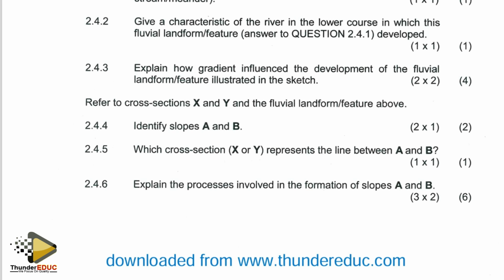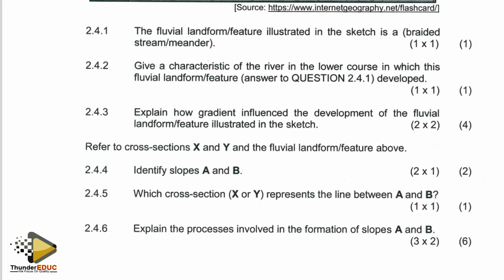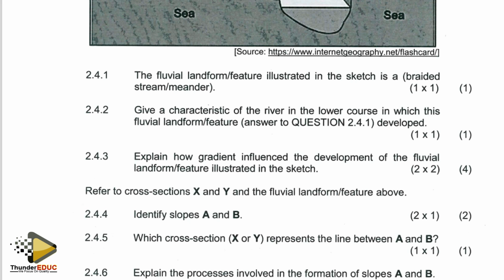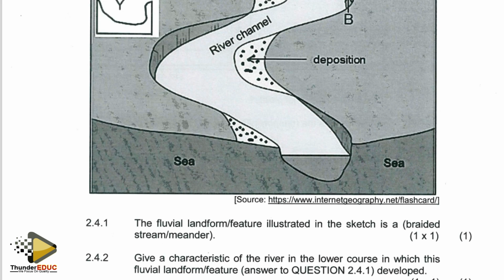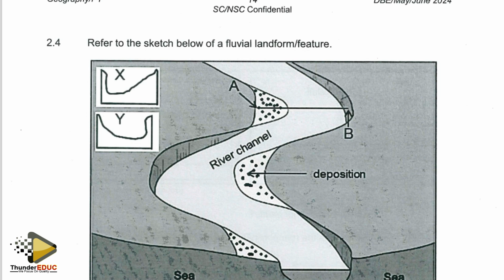That is basically how we can figure out how the meanders develop from the gradient of the landscape in the lower course. Right, refer to cross-section X and Y and the fluvial landform features above. Identify slopes A and B. We have already mentioned that. Slope A in that instance is a slip-off slope on the inner bend of the river where there is deposition. It's called a slip-off, and slope B is the undercut, which is a slope dominated by erosion on the outer bank of the river.